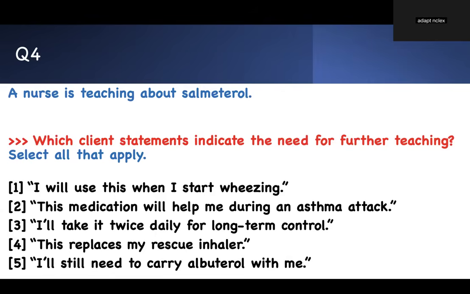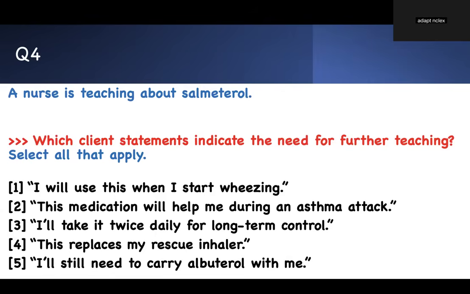Further teaching regarding salmeterol. I will use this when I start wheezing. Negative. You should not use it. It's not a rescue agent for intervention. This medication will help me during an asthma attack. 1 and 2 are saying the same thing. If you pick 1 as an answer, pick number 2 too, because it's talking about an acute situation. I will take it twice daily for long-term control. You can see 3 contradicts 1 and 2. Therefore, 3 does not need further teaching. It's a good thing. It means long-term management.